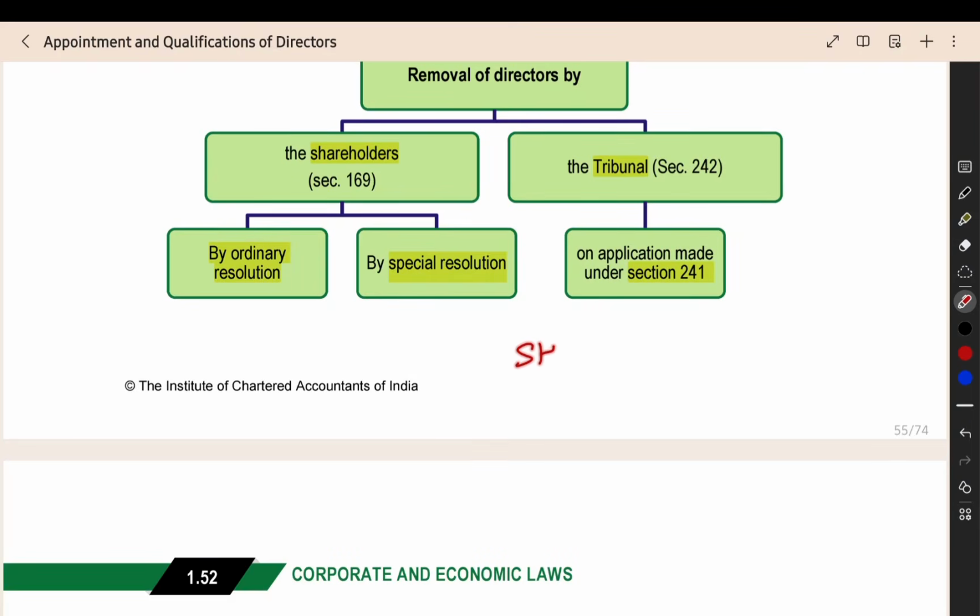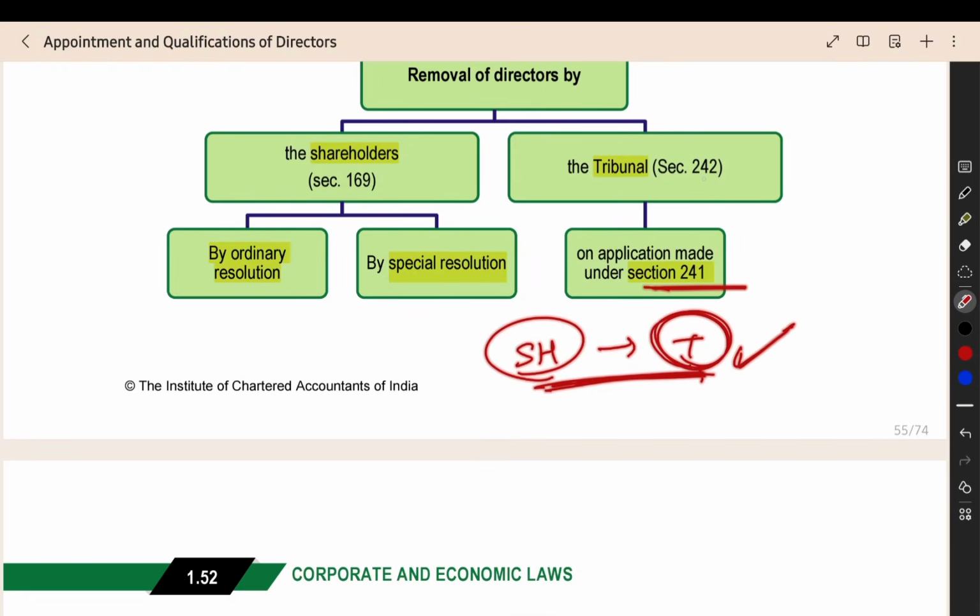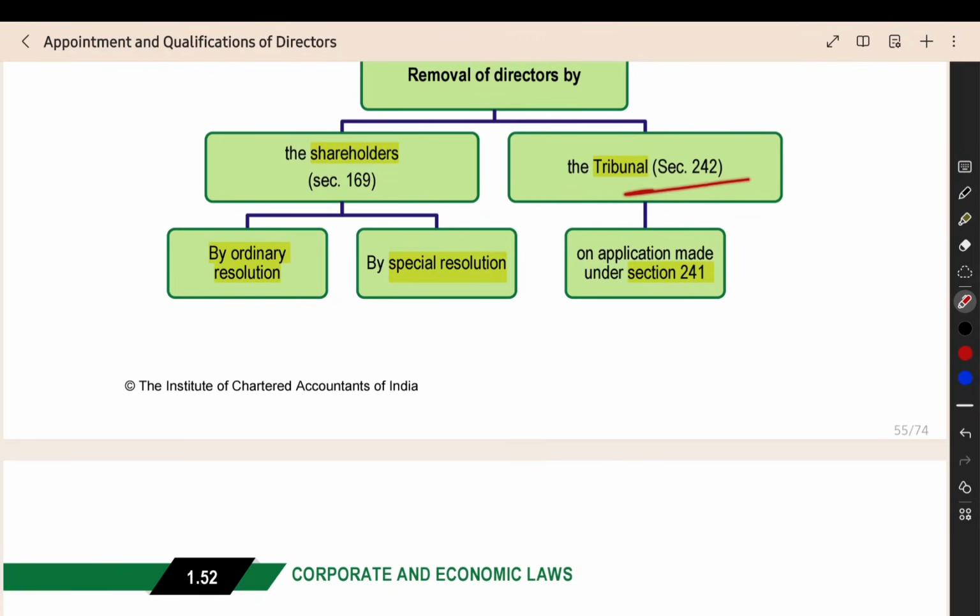Now, first the shareholders will make an application to the tribunal. What application? That the management is not working properly, they are hiding something, they are doing some fraudulent activity, they are oppressing me, they are not giving the proper rights, like that. The shareholder will make the application under section 241. After that, the tribunal will review the case and they can remove the director. Their power is given under 242.